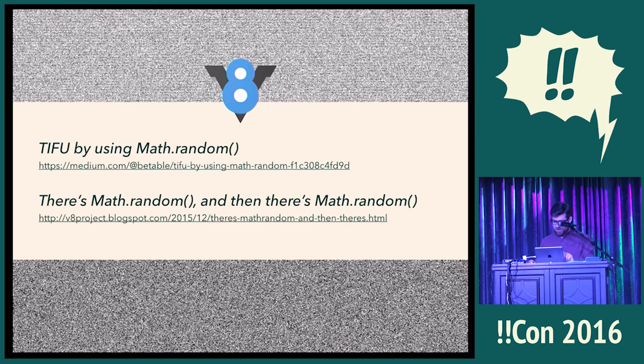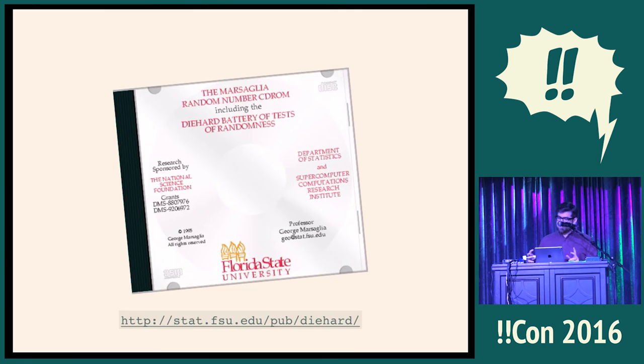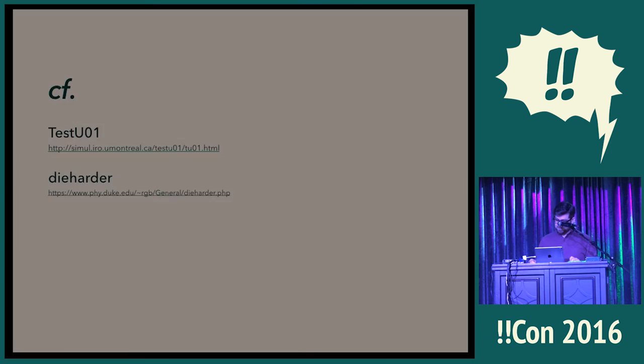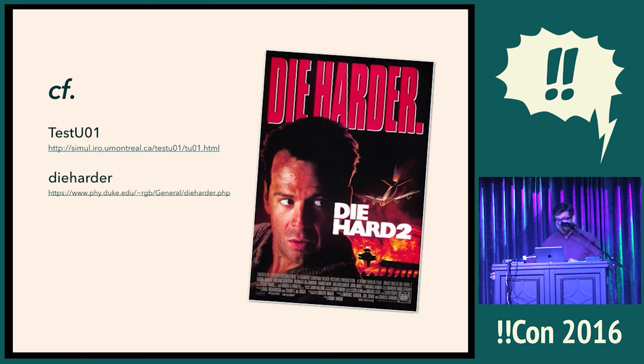Well, in 1995, what you would have done is you would have got yourself a CD-ROM, and you would have run it through something called the Diehard battery of tests, which are a suite of statistical tests that are meant to measure the quality of random number generators. There's also some newer, more rigorous tests now. There's Dieharder and TestU01. So that original V8 generator passed Diehard, but not TestU01.